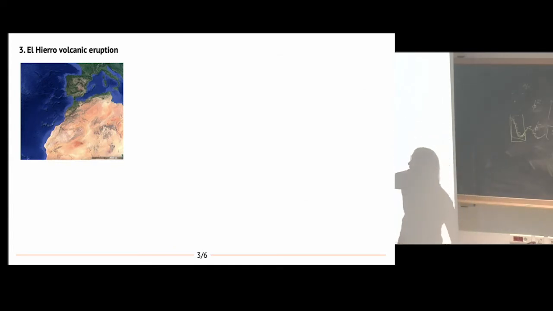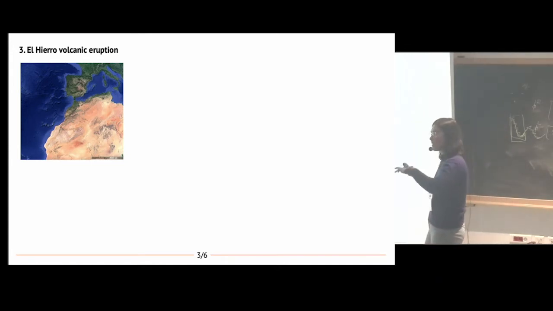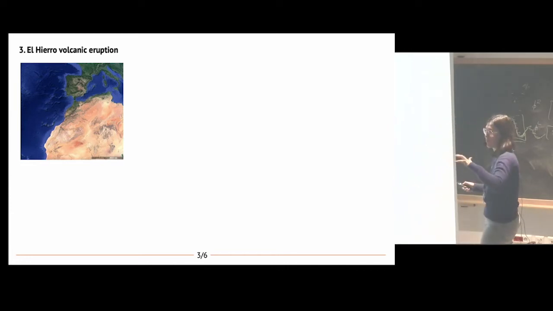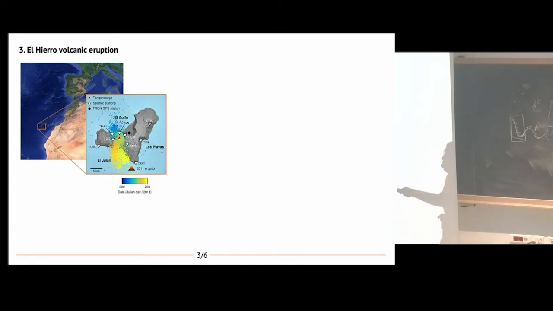The Canary Islands are located here. This is Africa, this is Spain, this is Italy. We are located somewhere here. And in 2011, there was a volcanic eruption. So we want to see with these approaches the potential, or maybe the high resolution, that we can get in complex environments. So here, this is the smallest island in this group of volcanic islands, and it's called El Hierro.